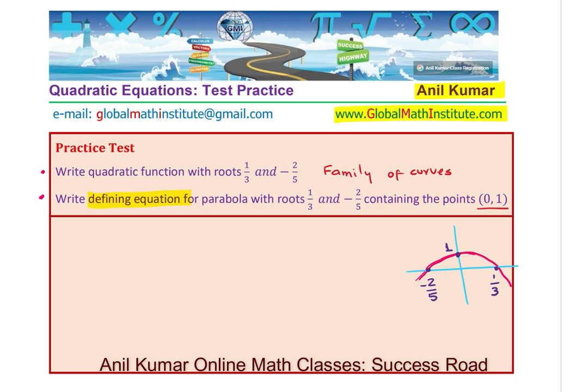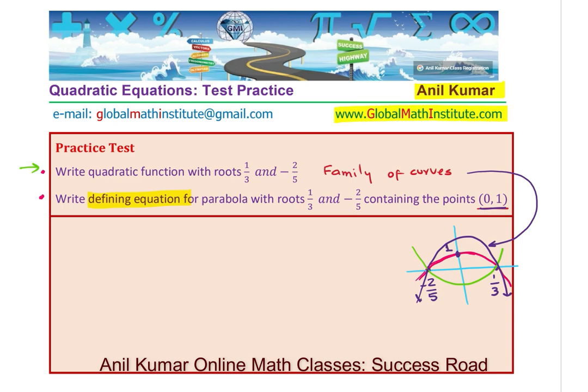However, there could be many which will satisfy this condition. For example, even this parabola could meet the criteria for the first one, correct? Or we could have something like this. You get the idea. So that is what I mean when I say family of curves. And specific is the one which goes through the defining point. Perfect. Now once we have understood this, let us try to write down the equation.